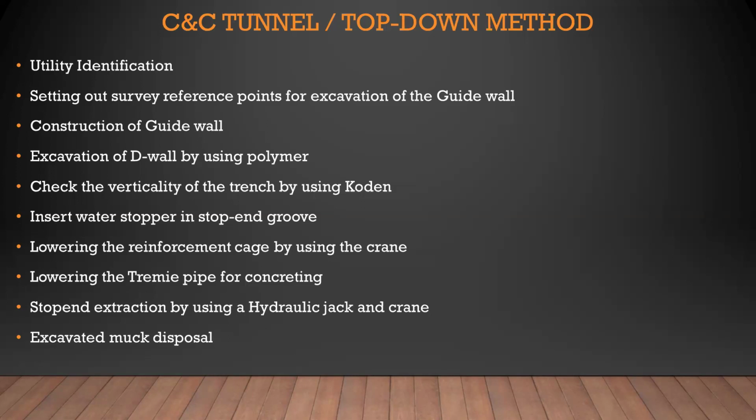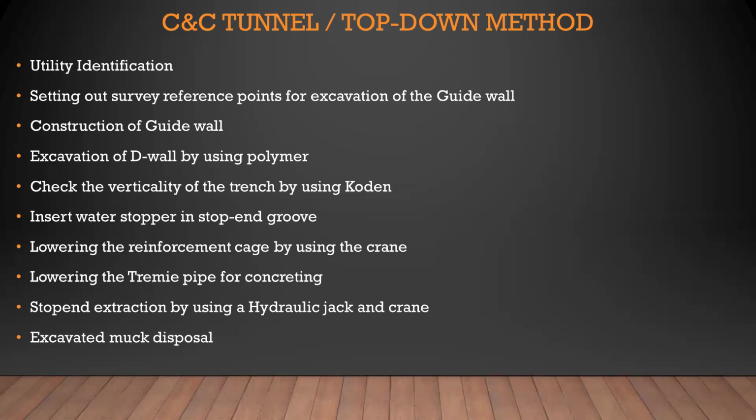Then excavated muck disposal. The advantages of the top-down cut and cover method are that it allows early restoration of the ground surface above the tunnel. The temporary support of excavation walls are used as the permanent structure walls. The structural slab will act as internal bracing for the support of excavation, thus reducing the amount of bracing required. It requires somewhat less width for the construction area. Easier construction of the roof slab, since it can be cast on prepared grade rather than using bottom forms. It may result in shorter construction duration by overlapping construction activities.